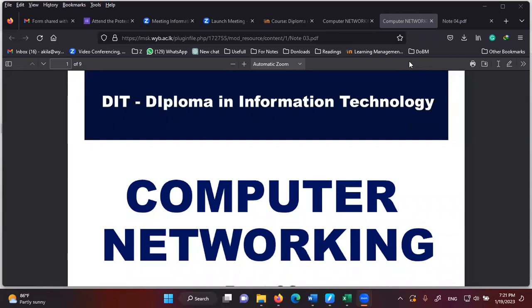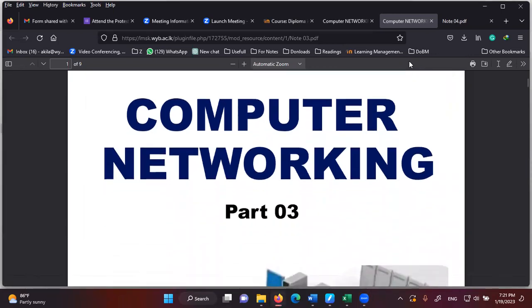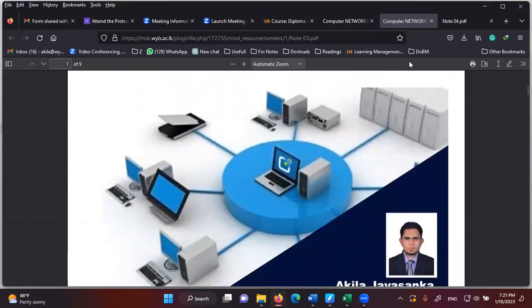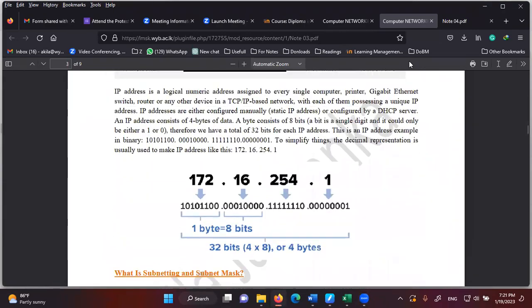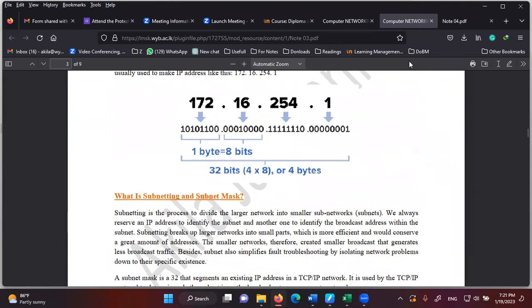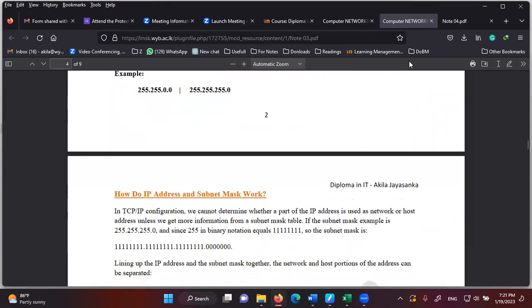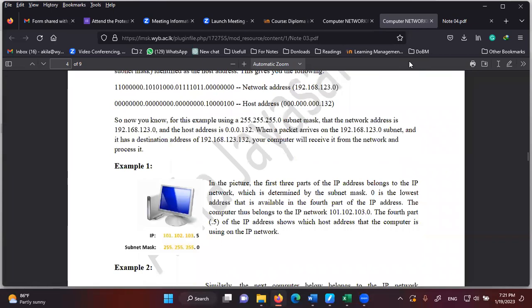Okay. So last day we discussed IP addressing, right? Again, today we are going to discuss more about IP addressing. Last day we discussed the IP protocol, how we can define an IP address, and then IP address classes. We discussed all of this.